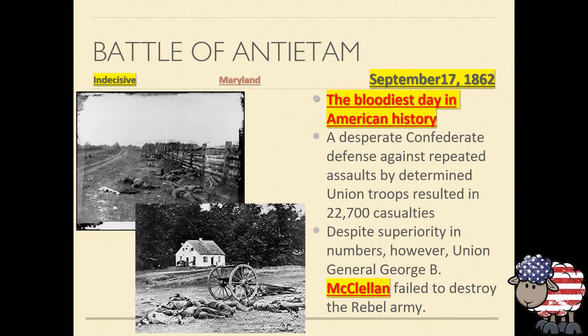Now, McClellan, as you'll see later, the North really had a series of leaders that weren't very significant in advancing or in terms of ending the Civil War.